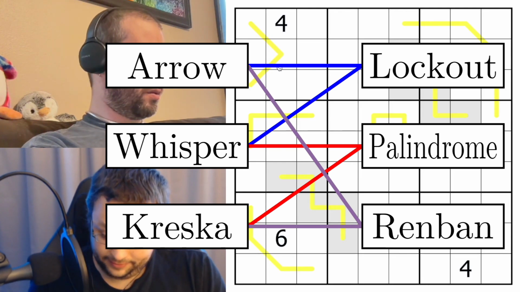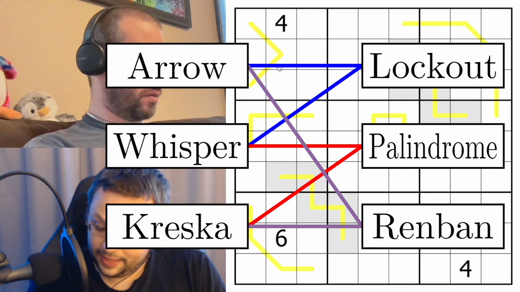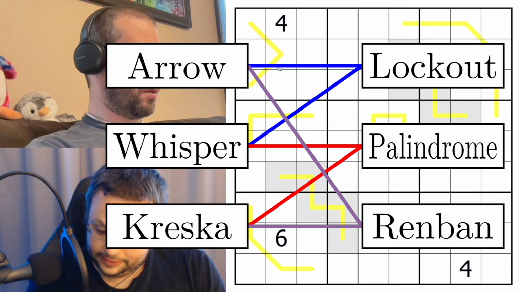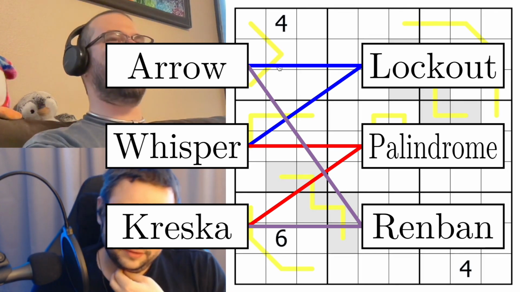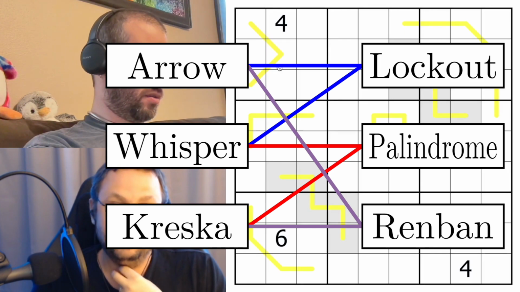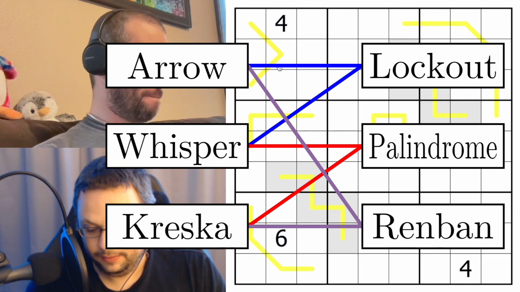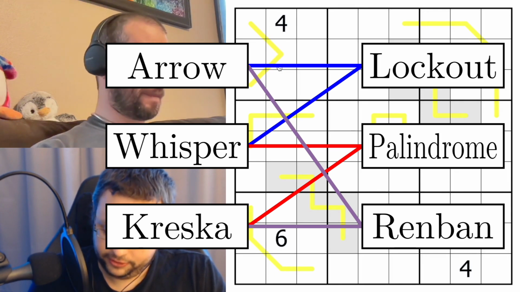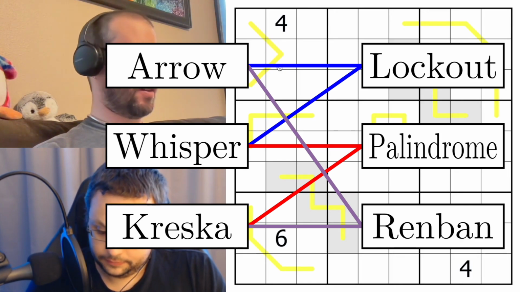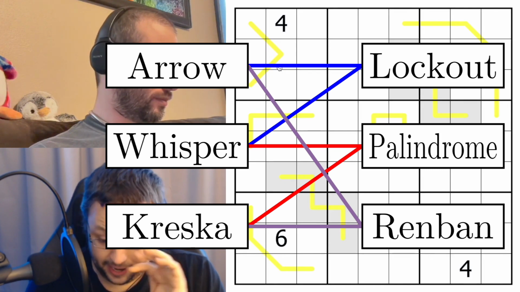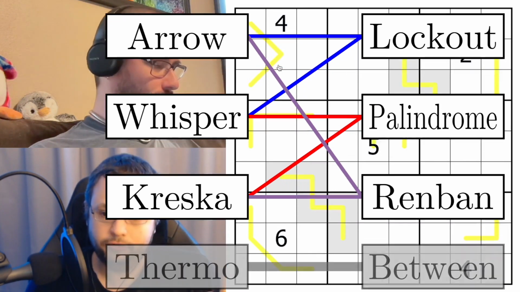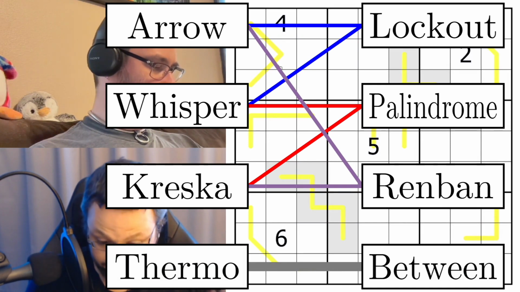And so what that means, because there are six total lockout, palindromes, and Renbans, and six total arrows, whispers, and Kreska, is that arrows, whispers, and Kreska can't go together. Right. So arrows, whispers, and Kreska are forbidden from overlapping. Yeah, because of this observation about this sort of bipartition into lockout, palindrome, Renban, arrow, whisper, Kreska. Okay. So now everything is down to only being able to pair with two things. Except for our thermo between lines, which are paired with each other, and so they're down to only one thing.